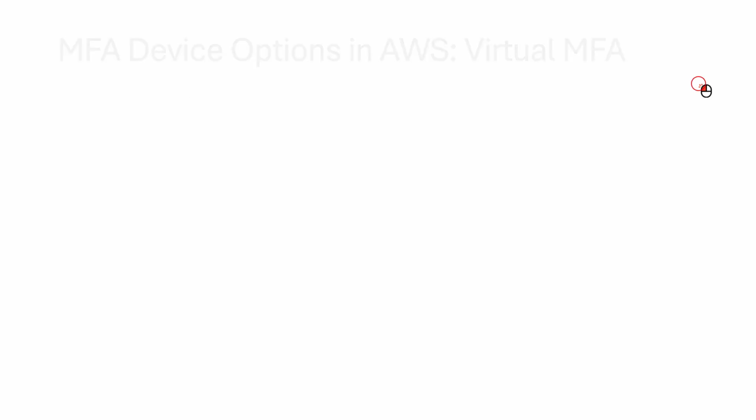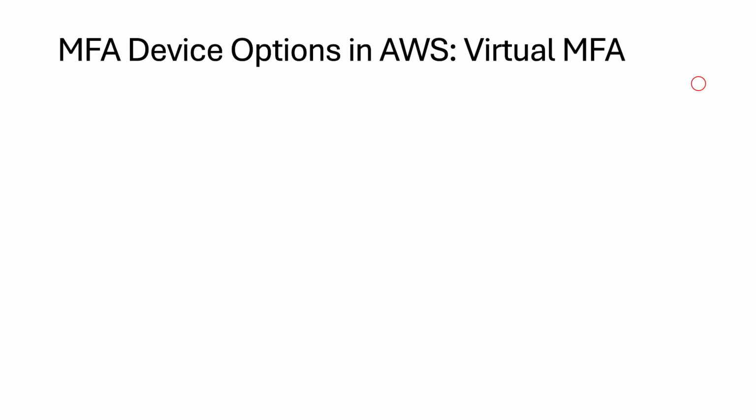Moving on to the next slide, we'll discuss the multi-factor authentication MFA device options in AWS. The first one is virtual MFA. You will have physical and virtual, and we'll discuss virtual multi-factor authentication devices in this slide. AWS offers several MFA device options. The most common and easiest to set up are virtual MFA devices. These are very convenient, and in fact very widely used.